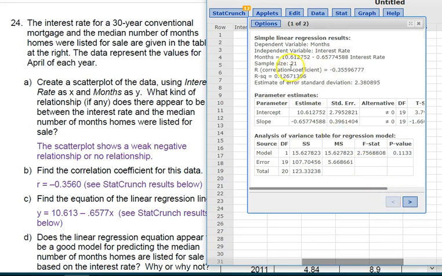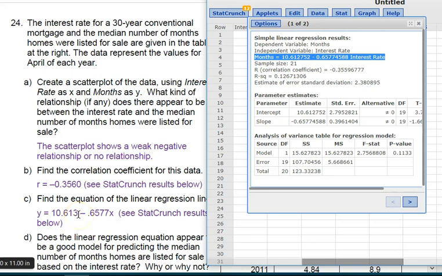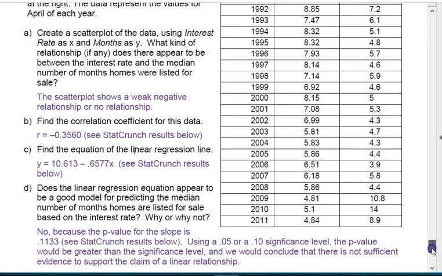If I go back to my results, I can pick out my R, my correlation coefficient is negative 0.3560. My linear regression line would be right here. The months was the Y and the interest rate was the X. So this would translate into Y equals 10.613 minus 0.6577x for my equation.